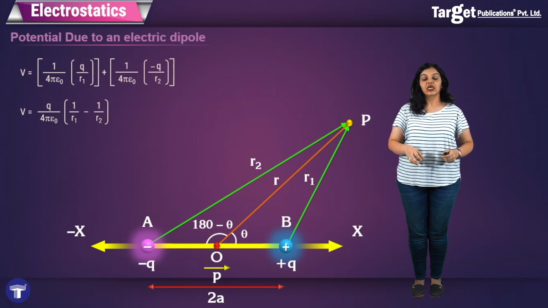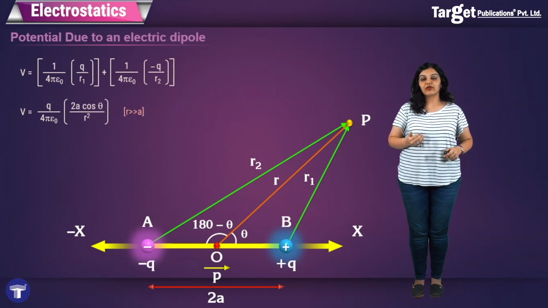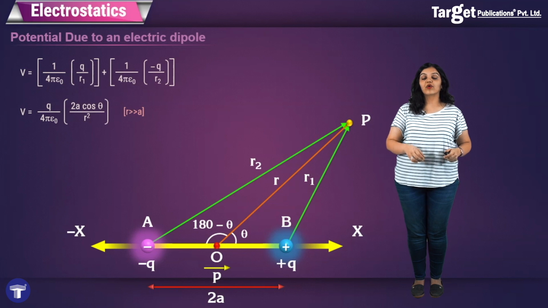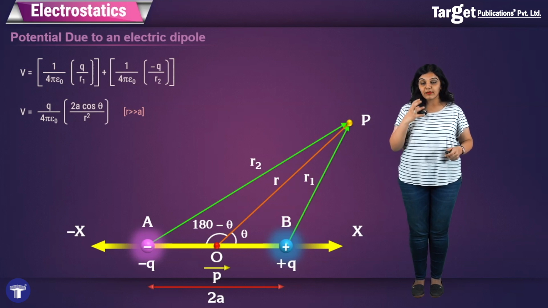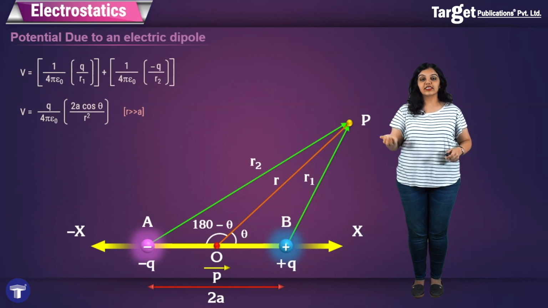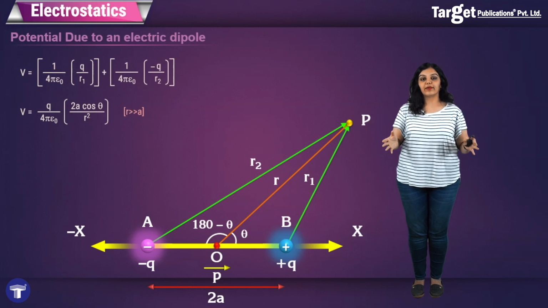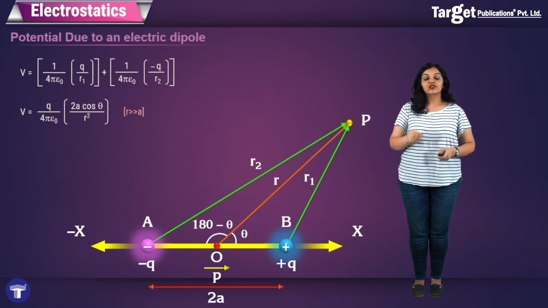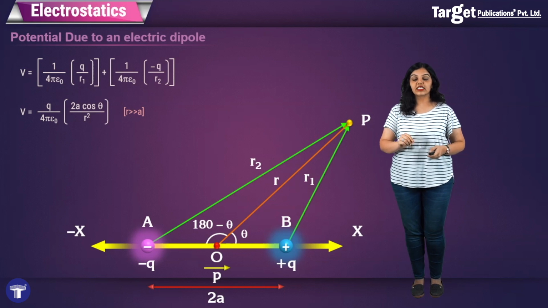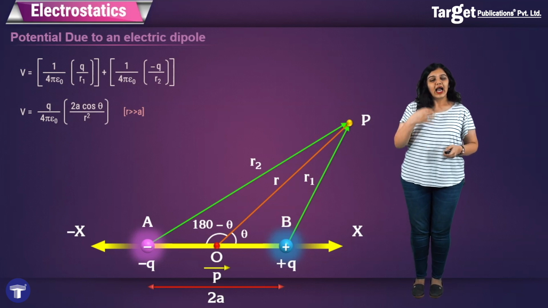And then we put in a small approximation. This approximation is valid for short dipoles, that is, I replace 1 upon r1 minus 1 upon r2 with 2a cos theta upon r square. This is a long derivation, we won't get into it right now. This is the approximation, but remember it is valid for a short dipole, which means that r, the distance of P from the center of the dipole, is much greater than the size or the longitudinal extent of the dipole, that is, much greater than a. So in this case, we have approximated this to 2a cos theta by r square.